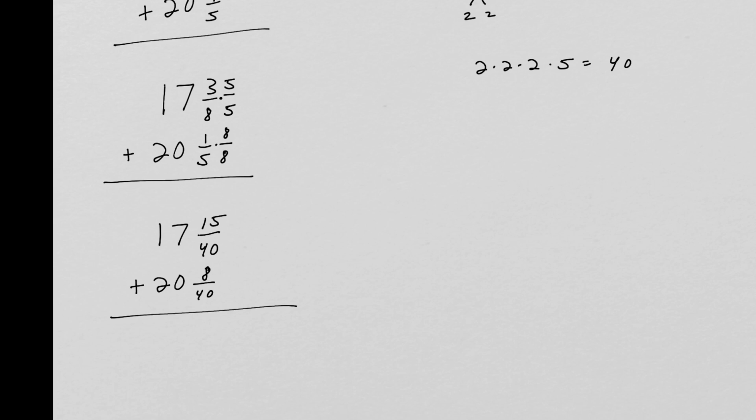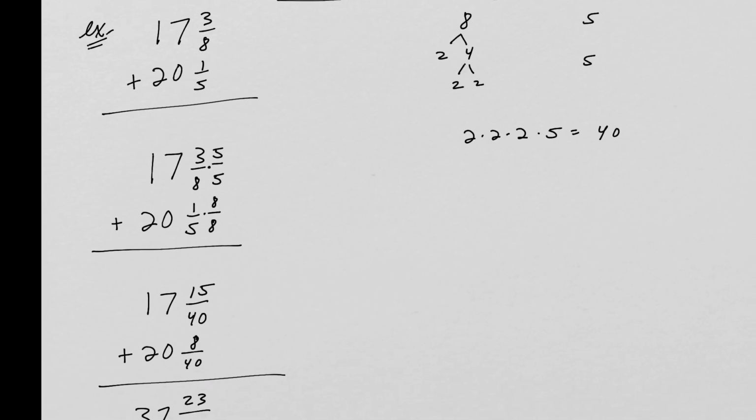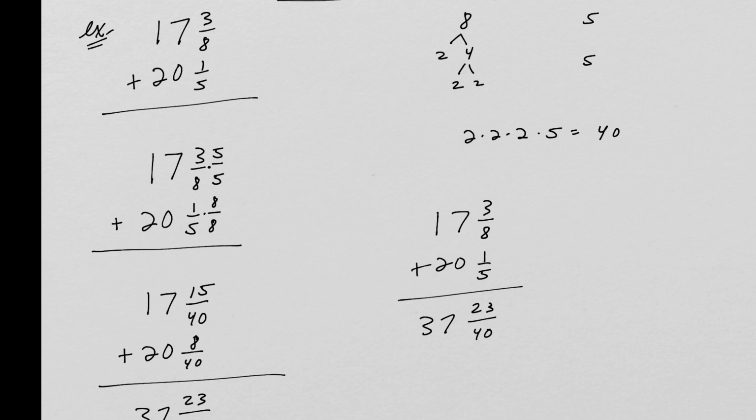Okay, now we can add the fraction pieces. Well, 15/40 plus 8/40 is what? 23/40. And then add the whole number pieces, or whole number parts. So 17 plus 20 is 37. And I can't really simplify 23 over 40, right? 23 is a prime number. It doesn't go into 40 evenly. So that's my answer. So this original problem here, 17 3/8 plus 20 1/5 was equal to 37 23/40. So that would be the answer.